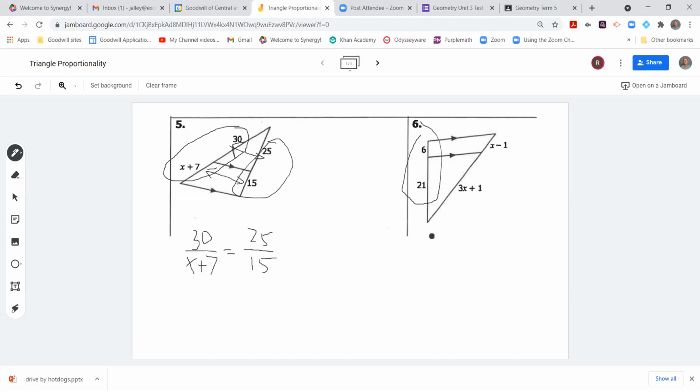So number 6, I got 6 is to 21 as x minus 1 is to 3x plus 1. They could have just done this all with numbers, but of course, they've got to try to make it more difficult. Now you have a proportion set up and you already know how to cross multiply and solve proportions. 30 times 15, I think it's 450.